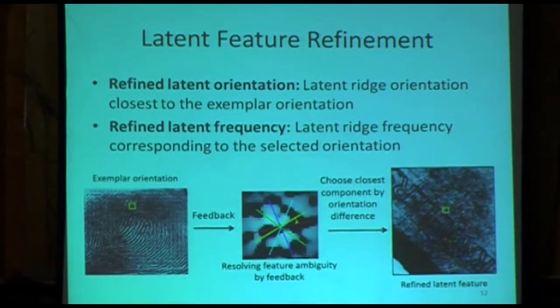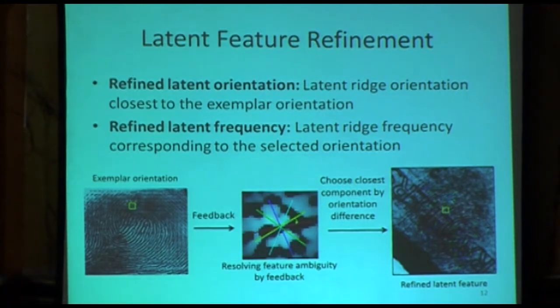Okay, now how do we do feedback here? It's really simple. For each overlapping block between the exemplar orientation and the latent, which is determined during the alignment step, you can take feedback. So how do we take feedback? Here in yellow is shown the exemplar orientation in this particular block, and these are the 4 possible candidate orientations for the latent. We just pick the closest orientation of the latent in that block, selected using the orientation difference. So we get a refined latent feature set using this mechanism in every block.